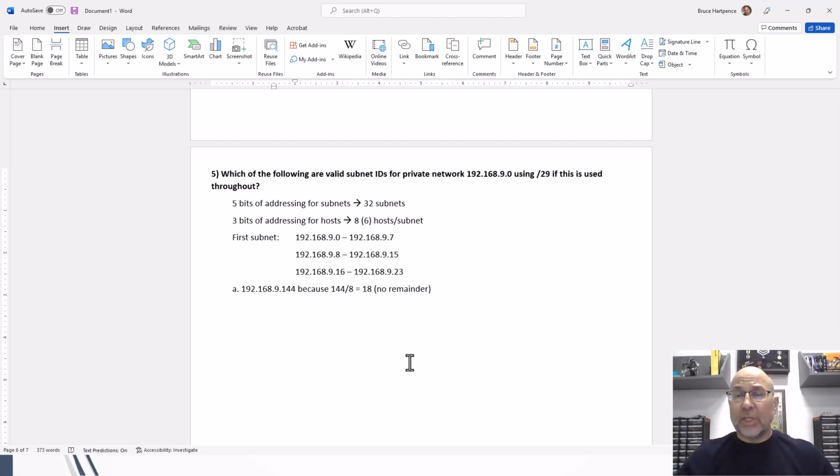And so the shortcut here is, are any of those answers divisible by 8, or are any of them just crazy outside of what was there? And so the only one that fits is 192.168.9.144, because 8 goes into 144 evenly.